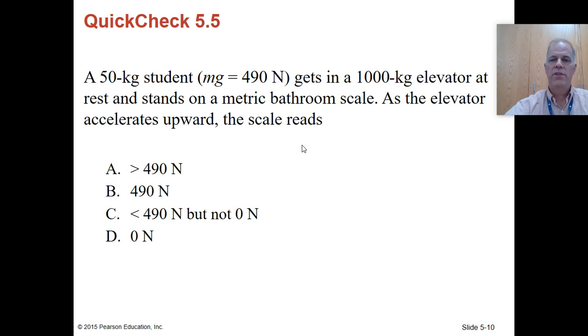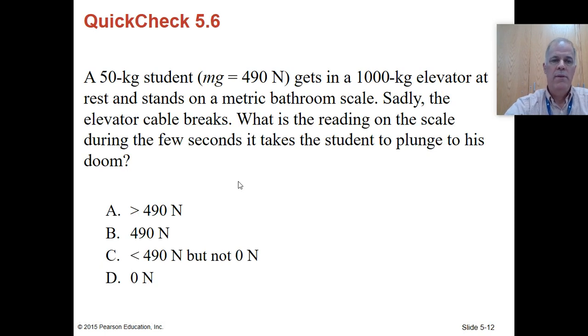50-kilogram student standing in an elevator. When the elevator accelerates upward, the floor has to support the student's weight plus enough extra force to accelerate him upward. So the scale is going to show more, because the scale does show the normal force. Next one.